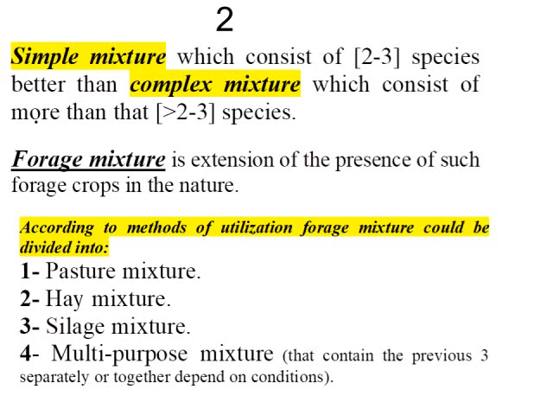According to methods of utilization, forage mixtures could be divided into 4 types. Pasture mixtures, just to grow the crops for grazing. Hay mixtures, to grow mixtures for making hay, and also silage mixtures, special crops for making silage. For example, for the silage mixture, we should increase the cereal components or the grasses, whereas for the hay mixtures, we should focus on the legumes. Number 4, multi-purpose mixtures. It can be for different purposes.